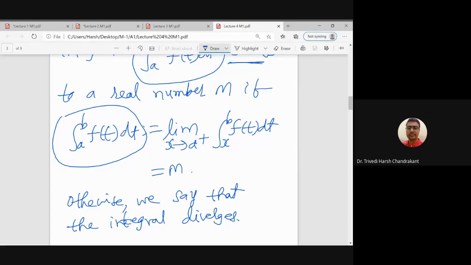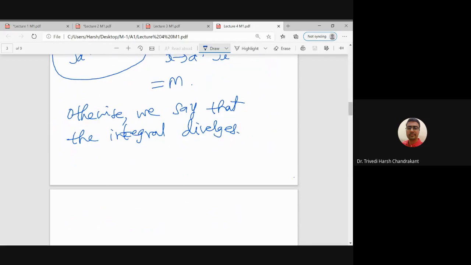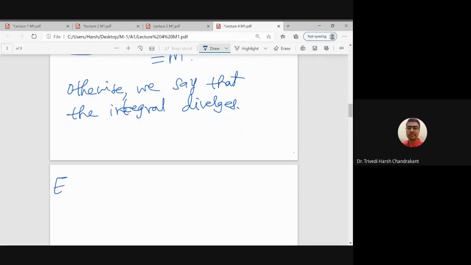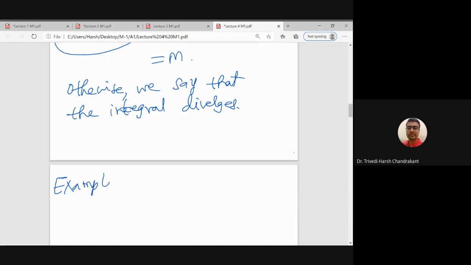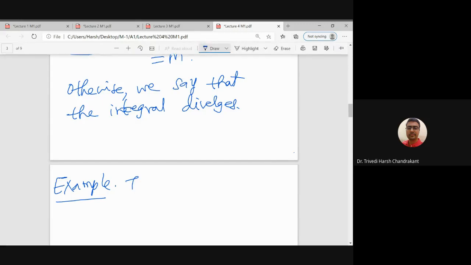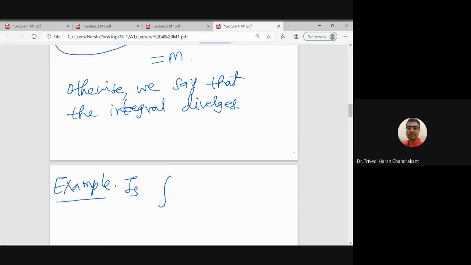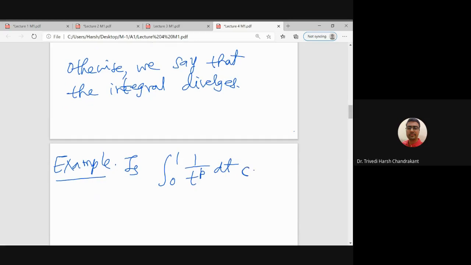So let us take one simple example of power of p. Is the integral from 0 to 1 of 1 upon t power p dt convergent? Actually, I should write that for what values of p.